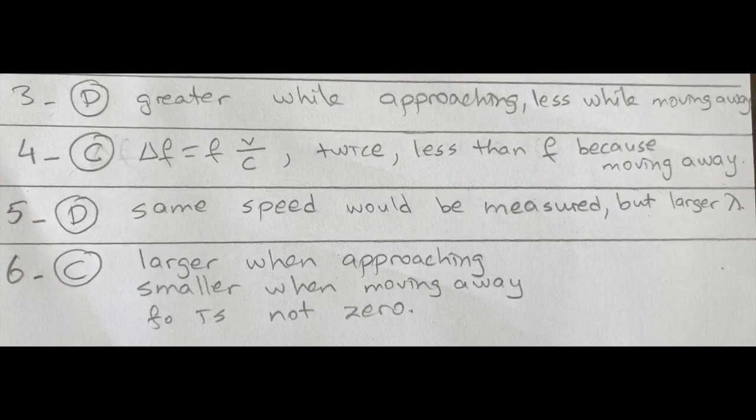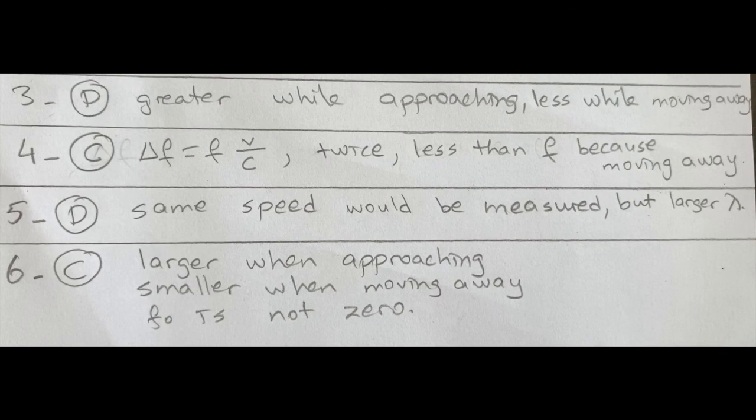In question 3, we need to pick option D because we know there will be a larger frequency heard when approaching and a smaller frequency observed when moving away. So we need to say that the frequency varies during the journey.